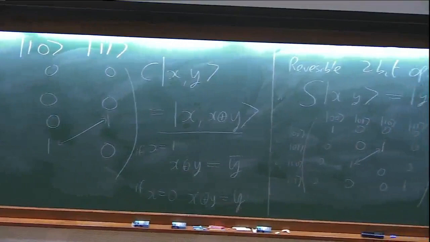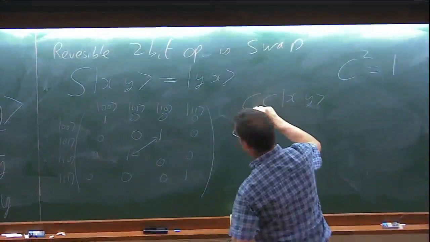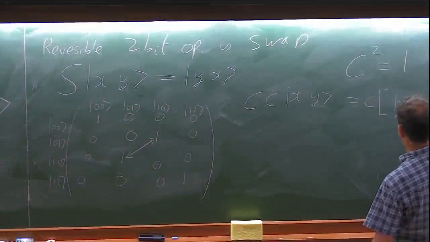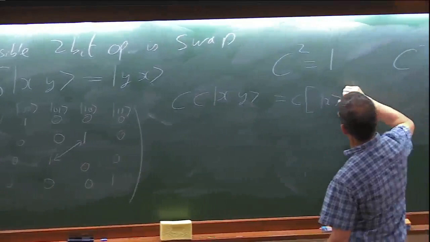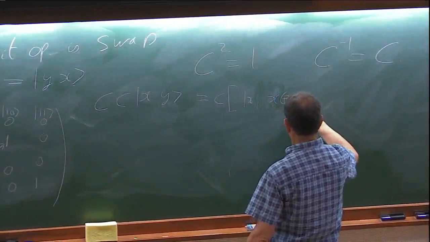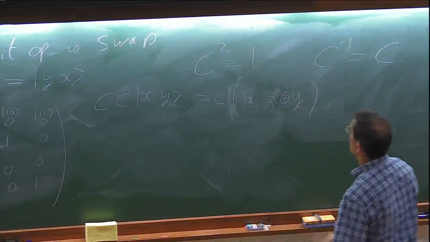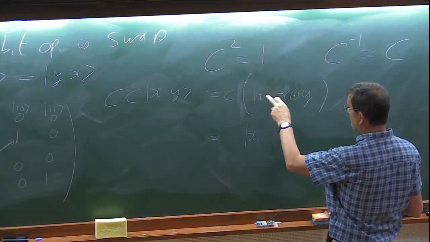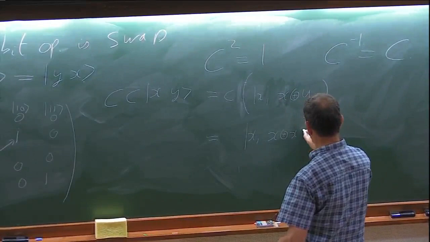So we act on X, Y with C, and then we do it again. Okay. So the effect of the inner C, what does that do? It gives us X, and then X plus, bitwise addition, Y. This is just a bracket here. And then I do it again. The control bit stays the same. And I just take the bitwise addition of whatever is here, which is the new Y, with X. So it's X, X plus Y, bitwise.